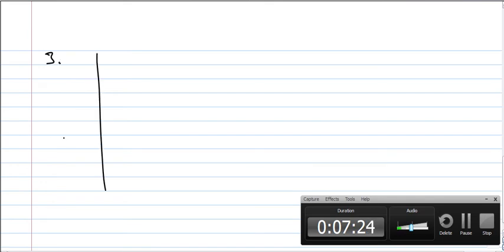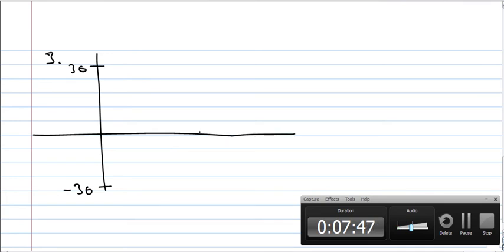So rough sketch. Top's at 30. Bottom's at negative 30, which means the middle's at 0. Starts at 30. 24 looks to be the period. 24 here, 48. So the period length is 24. 30, 36, 42.